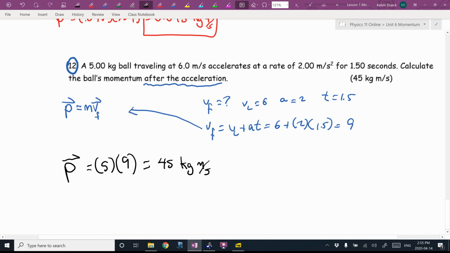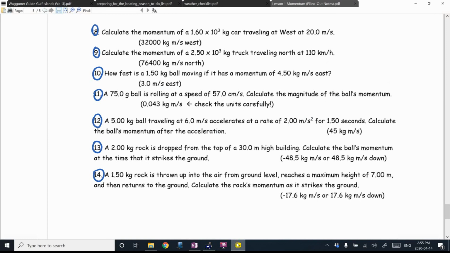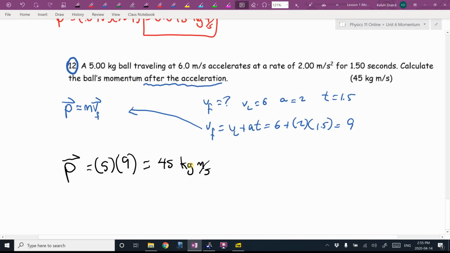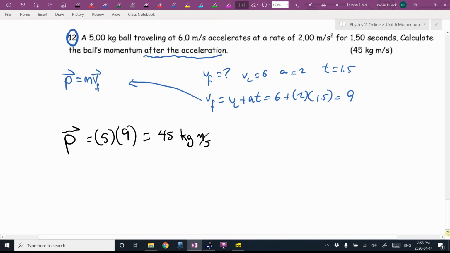Direction. Oh, you know what? This should really say the magnitude, or did I say calculate the magnitude of the ball's momentum? Maybe I did. No, calculate the ball's momentum. It should say calculate the magnitude of the ball's momentum in number 12. I'll change that for next year because I didn't include a direction. Number 13.